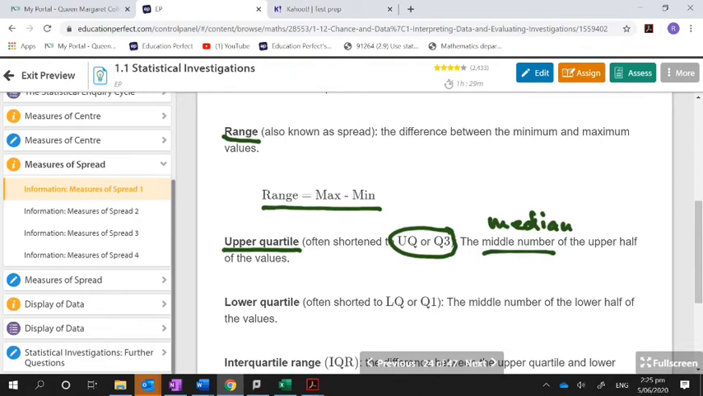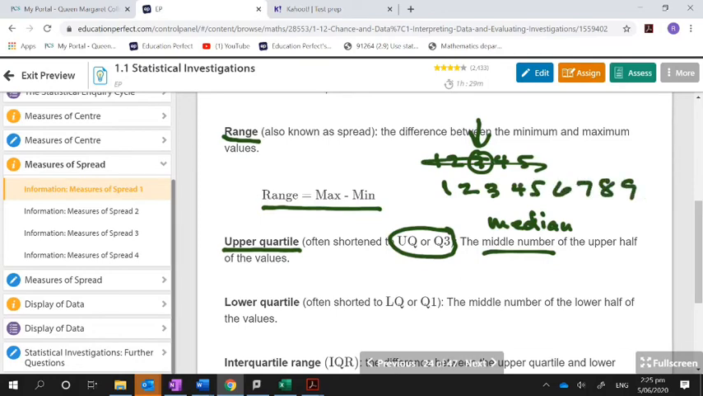So let's say you have some numbers. I need more numbers to demonstrate this. 1, 2, 3, 4, 5, 6, 7, 8, 9. What's the number in the middle? 5. So that's the median. Now, for the upper quartile, we're going to look at these 4 numbers and find the median for that. This one has an even number, so it's 7 and 8. What's halfway between 7 and 8?